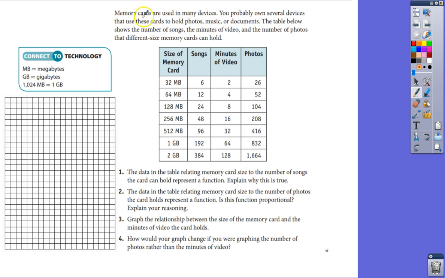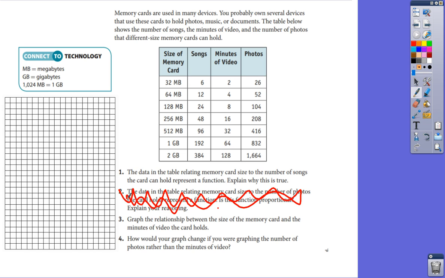All right, so the first part, memory cards are used in many devices. You probably own several devices that use these cards to hold photos, music, or documents. The table below shows the number of songs, the minutes of video, and the number of photos that different size memory cards can hold. So then it tells us over here, megabytes is going to be MB, gigabytes is GB, and 1024 megabytes equals 1 gigabyte. All right. I'm going to go ahead and scratch this out because I believe you do not have number 2 in yours.